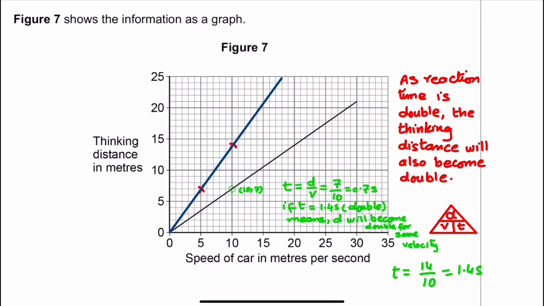So if the speed is going to remain constant and the time becomes double, the driver needs double the thinking distance to make a decision. Therefore, the students can use 2 points to draw the line. The straight line is passing through the origin.